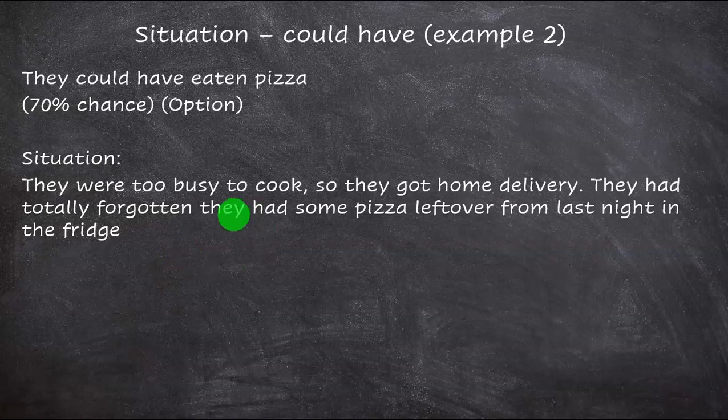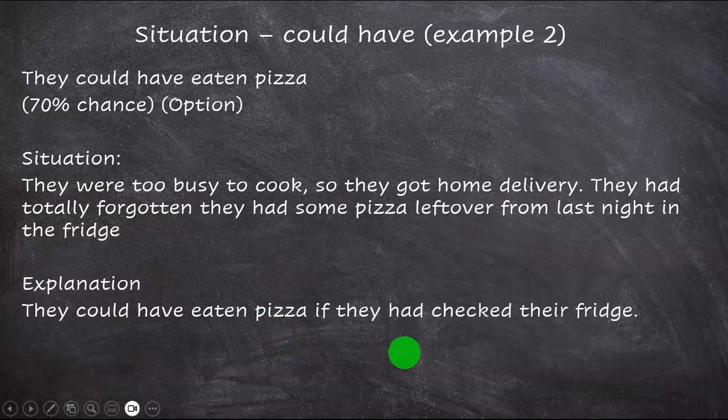Let's look at the statement again. They were too busy to cook, so they got home delivery. They had totally forgotten they had some pizza left over from last night in the fridge. They could have eaten pizza if they had checked their fridge. Right? If they had checked the fridge and found out that they have some leftover pizza, they could have eaten that, a 70% chance, right?